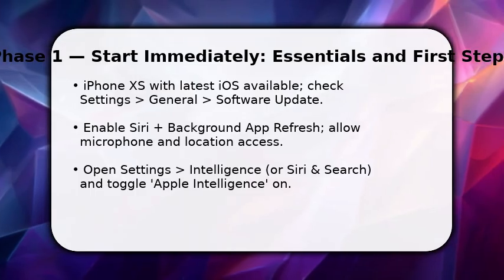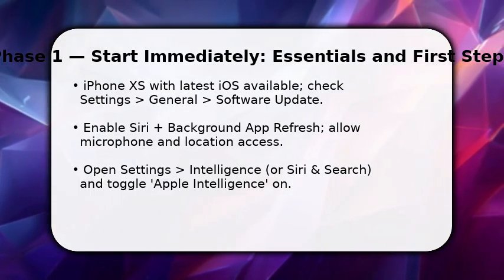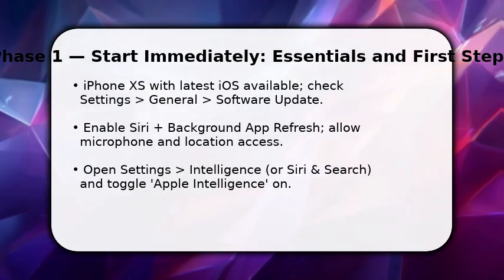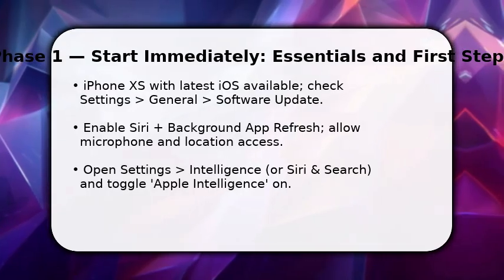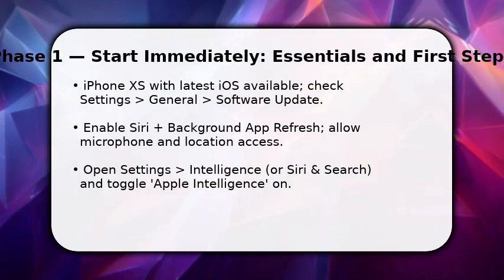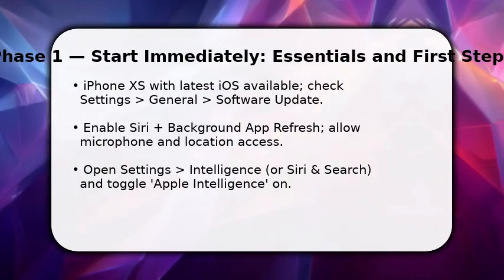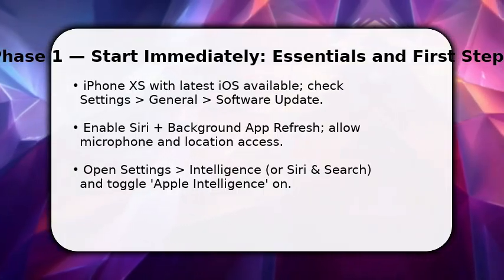Enjoy the video. You start by confirming your iPhone XS runs the latest iOS that supports Apple Intelligence. This ensures feature stability and permissions. Once done, enable Siri, background app refresh, microphone and location so Intelligence can analyze context. Open Settings, go to Intelligence or Siri and search and toggle Apple Intelligence on.